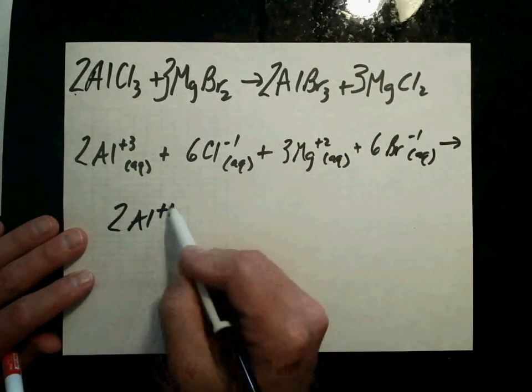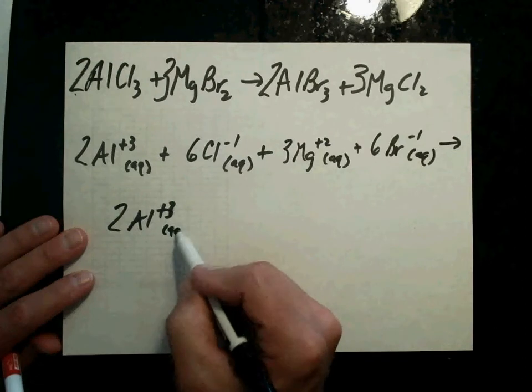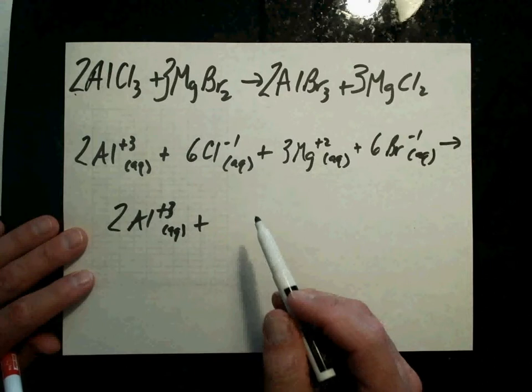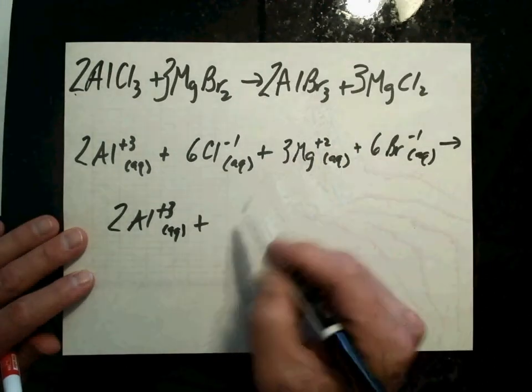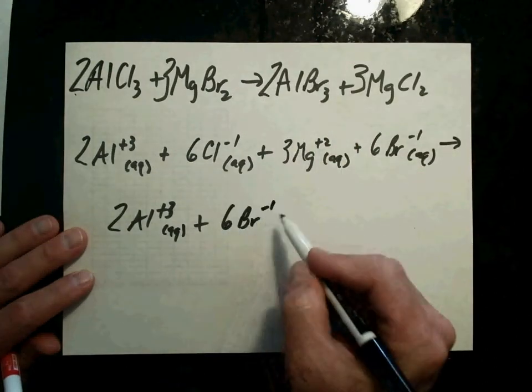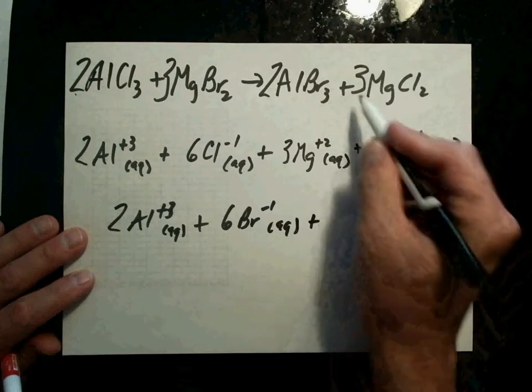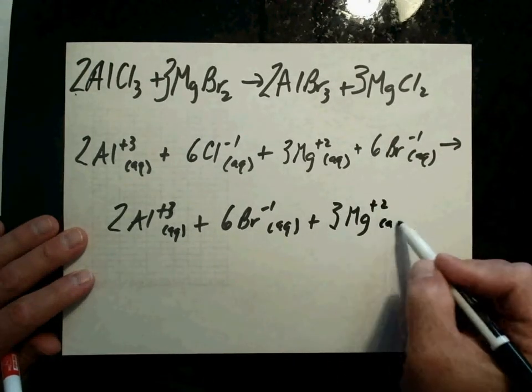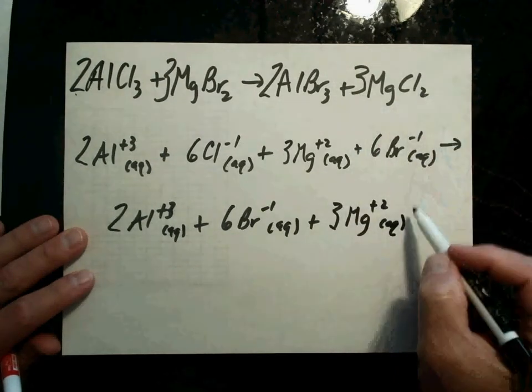Now I know there's somebody already thinking, but Mr. Kelly, can I just copy what I have from the other side? Oh, we're going to hit some issues in a minute, so make sure you use what you have. 6 bromines, 3 magnesium. Working on my charges, make sure you're getting your charges right, and 6 chlorines.